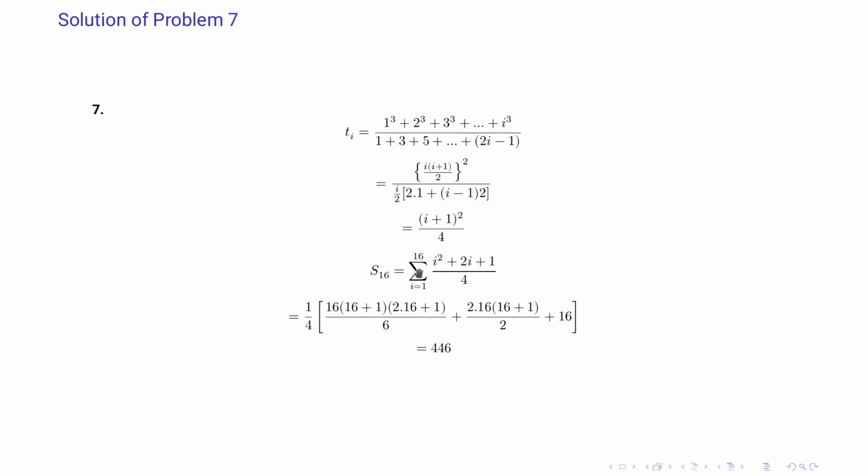Now S16 is sigma i equal to 1 to 16. We expand this and write it as (i square plus 2i plus 1) by 4. We take out 1 by 4 common and substitute the formulas for sigma i square, sigma i and so on. We find the final answer as 446.